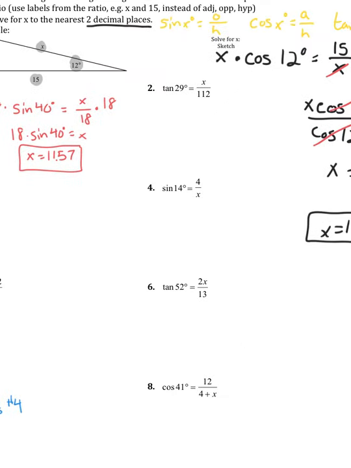All right. Problem 2. Set up a 29-degree angle there. And it's tangent, so the opposite's going to be x. The adjacent's going to be 112. I'm going to multiply both sides by 112 so I can get x by itself. X equals 112 times tangent of 29 degrees. And then I go ahead and throw that in my calculator. X equals 62.08.